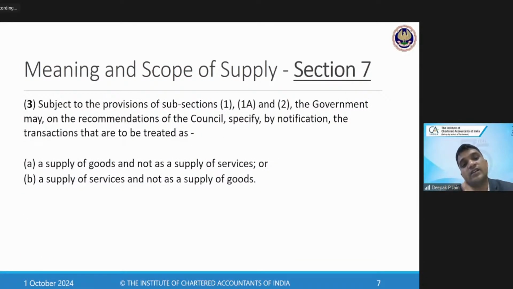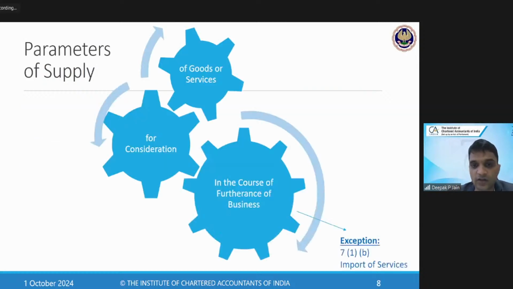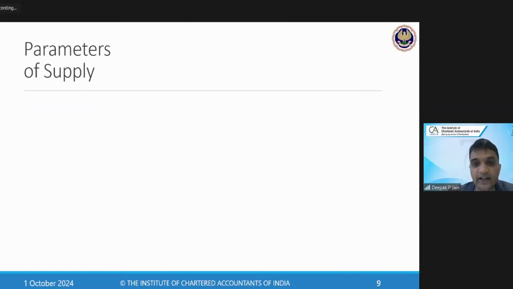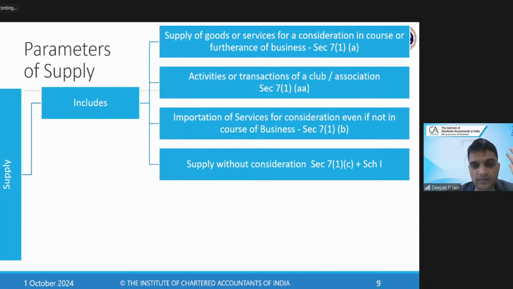Then we said that the government has special powers, by notification, to decide what is a supply of goods and not a service, and what is a supply of services and not goods. We understood the parameters of supply in detail. We were discussing the slide on supply. Someone is asking a question before that.